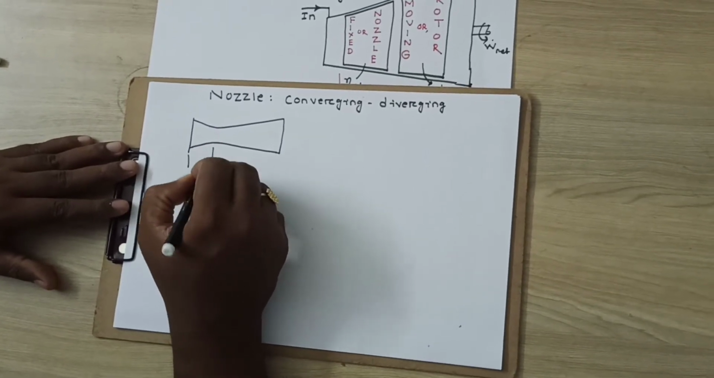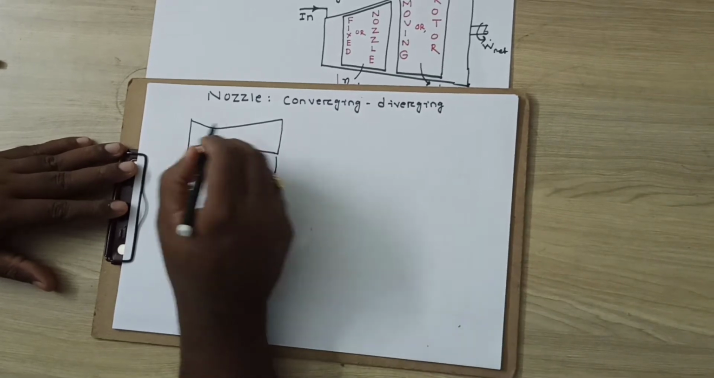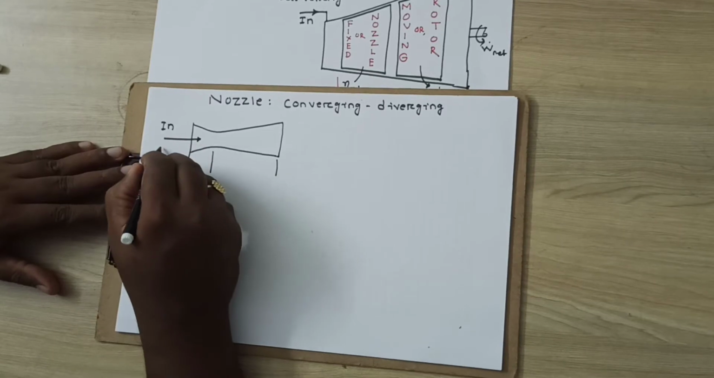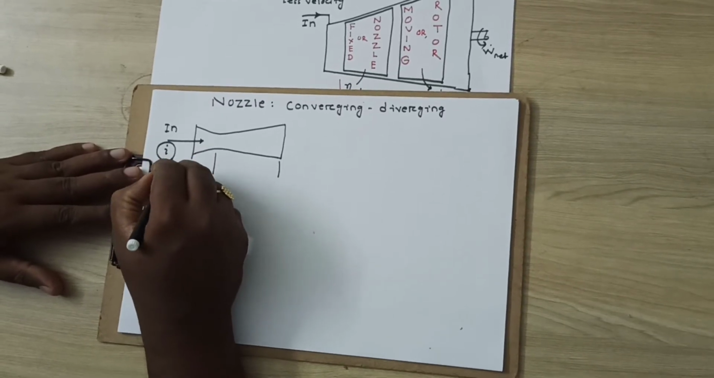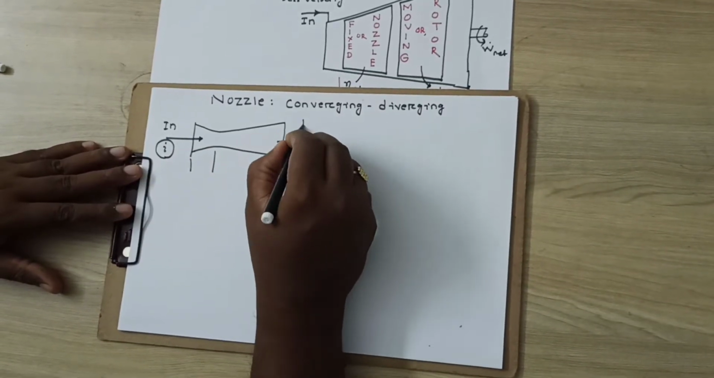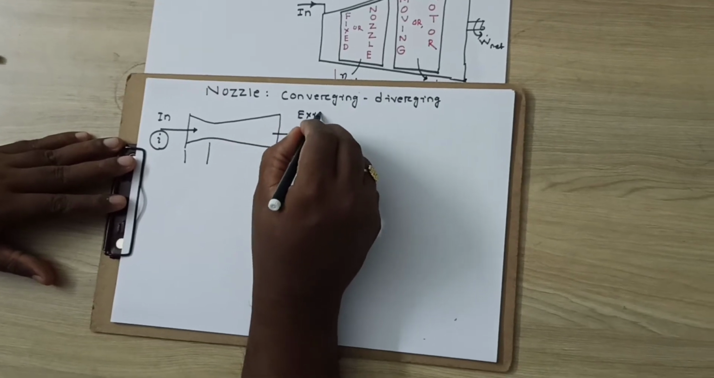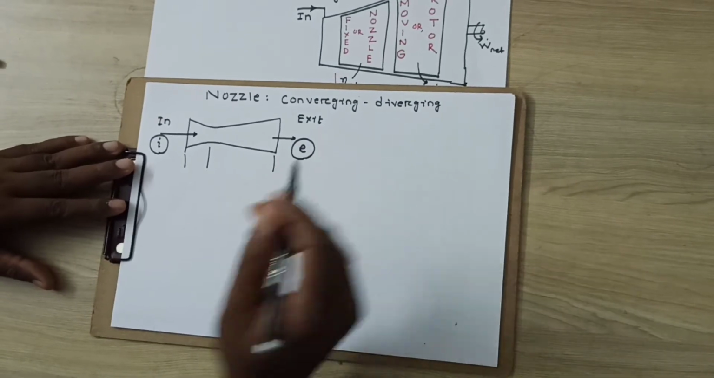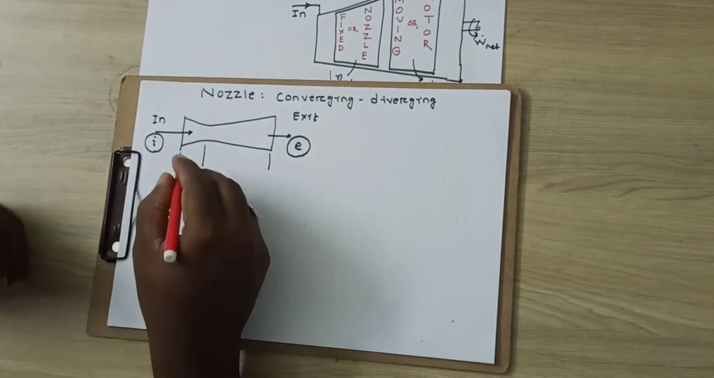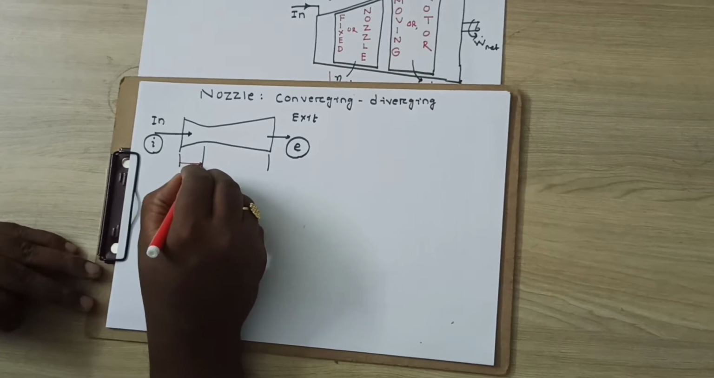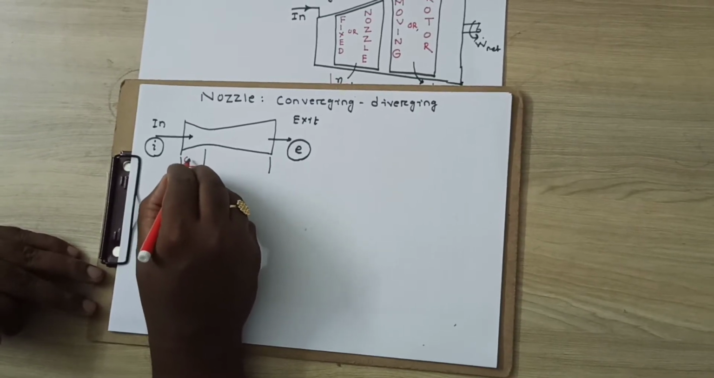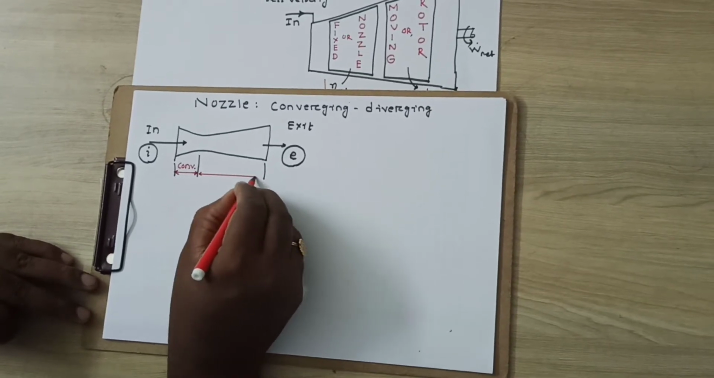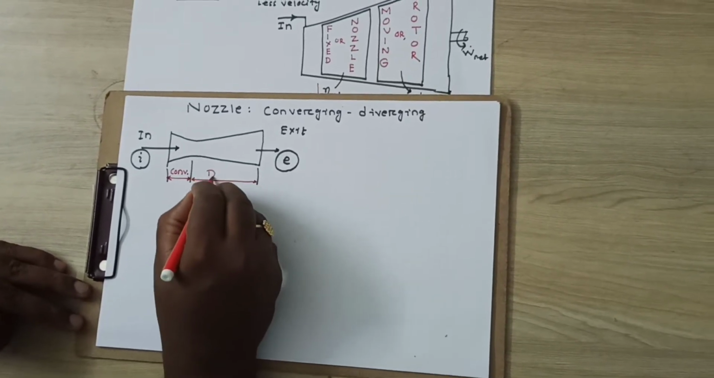This is the converging portion and this is the diverging portion. This is the inlet, given the subscript I. This is the exit, given the subscript E. I am simply briefly writing converging, and this section is diverging.